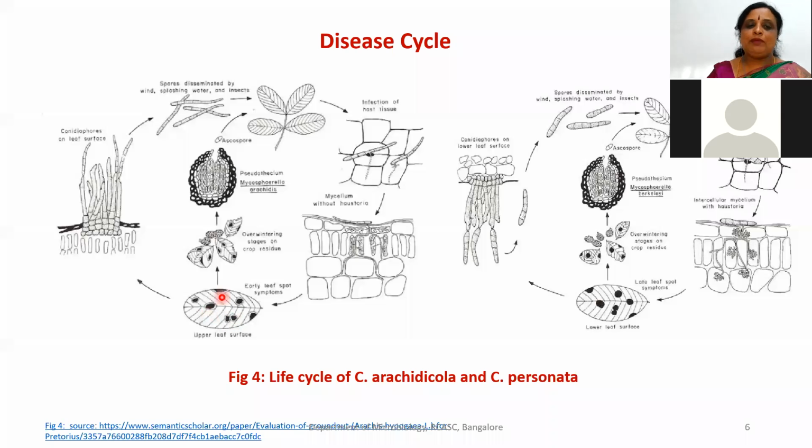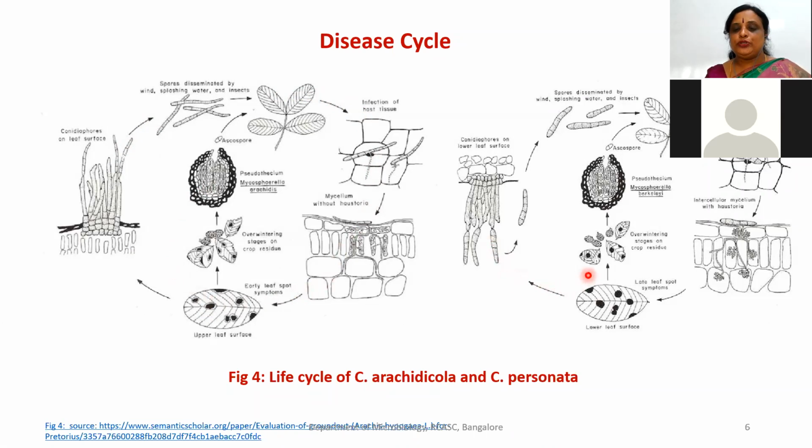And from the same lesions, you could see the formation of the conidiophore and the conidia. If this conidia gets dispersed through wind or through rain or through insects or through utensils or whatever it is, once it comes in contact with the healthy leaf of the groundnuts, the infection can happen and the cycle continues.